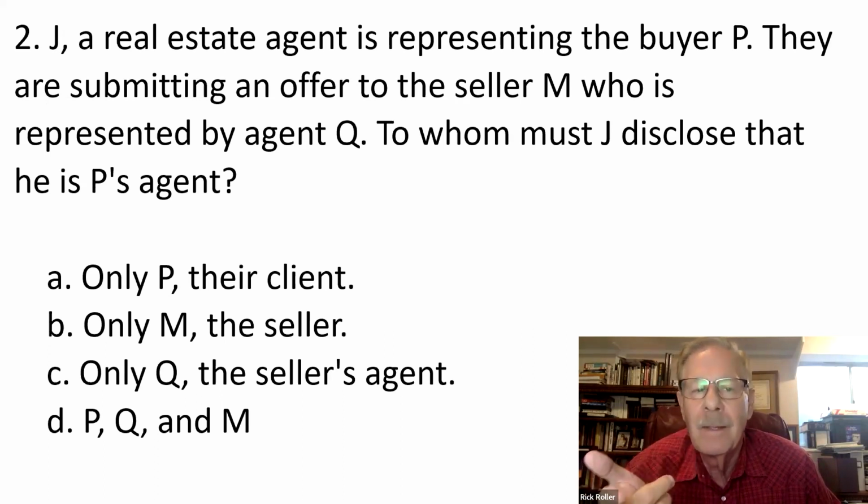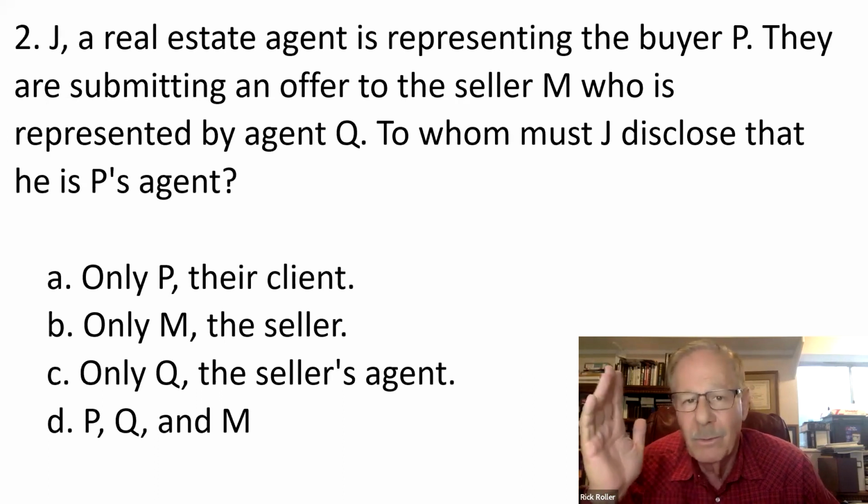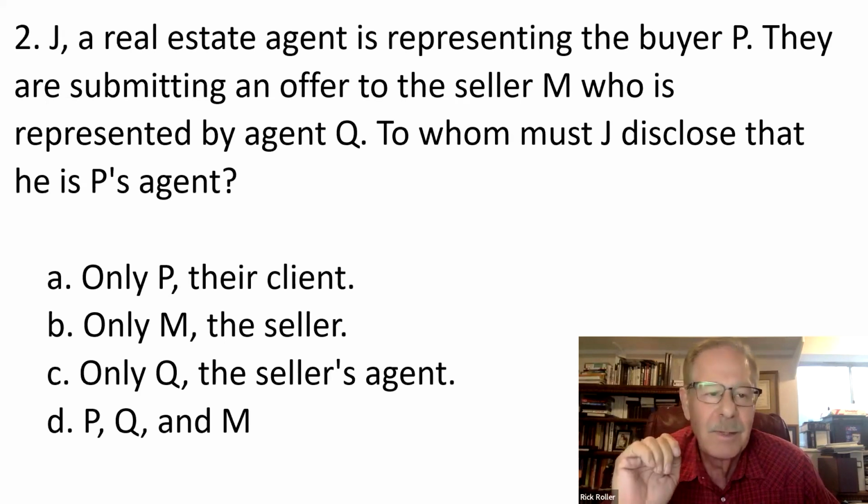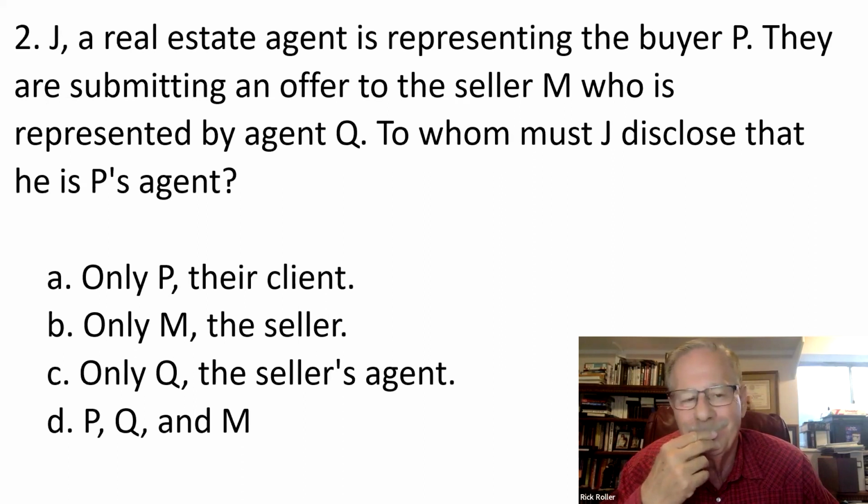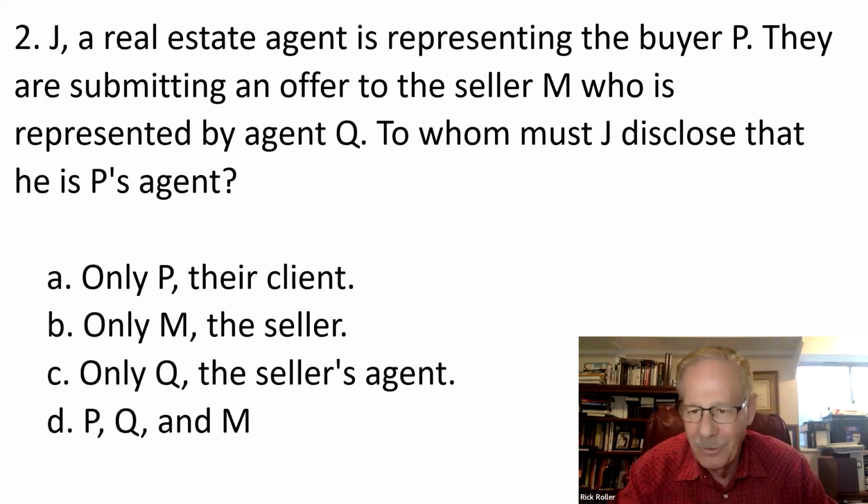Okay. Now, P is the buyer, J is the real estate agent. So J has to disclose to somebody that P is his client. Okay. That's the question. To whom must you disclose this? Look at A, P only, their client. No, your disclosures have to take on more than just the guy that already knew you were working for him. Okay. M, the seller. Okay, that would be okay. What about Q?